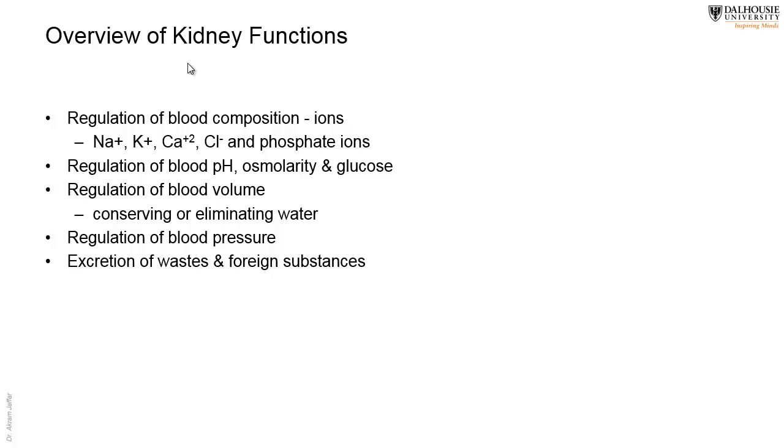There's a possibility of performing gluconeogenesis, the production of glucose from non-carbohydrate material. This can also be done in the kidney, so it can regulate the glucose. It regulates the blood volume by either conserving or eliminating water. We will see that if there is more water needed to be reabsorbed, then this will be reabsorbed in the tubules of the kidney. Otherwise, more water will be excreted to reduce the volume of blood. And so in this way, it can regulate the blood pressure.